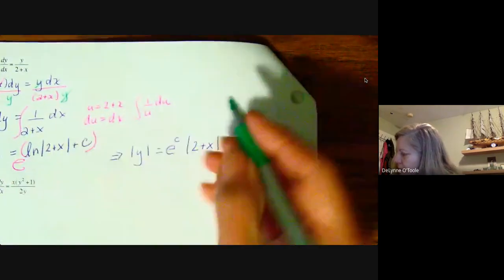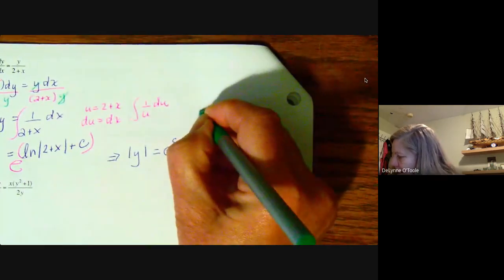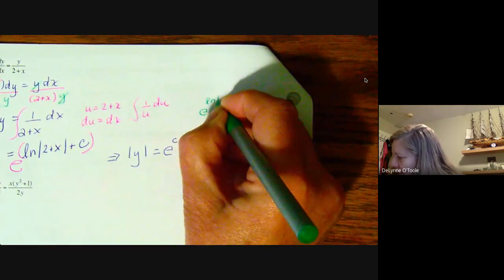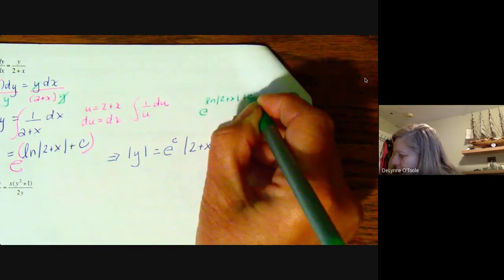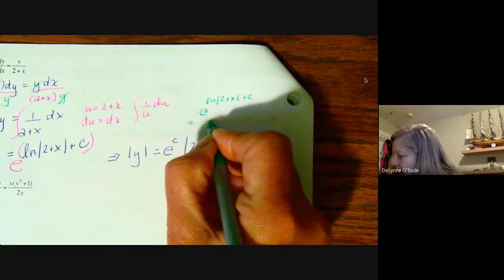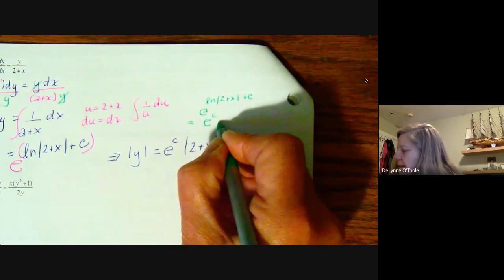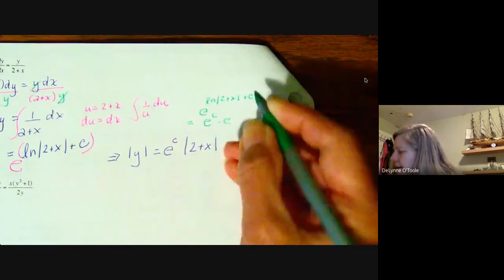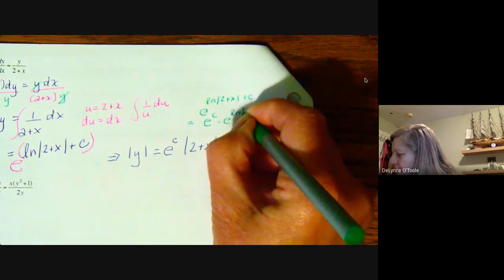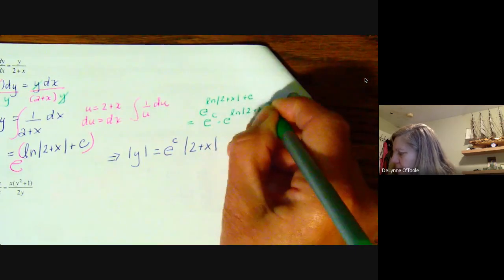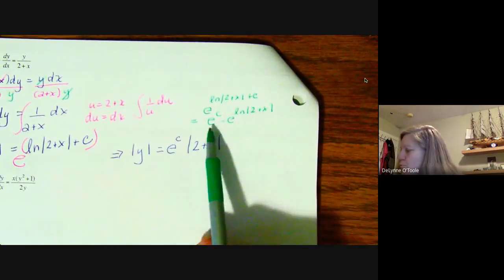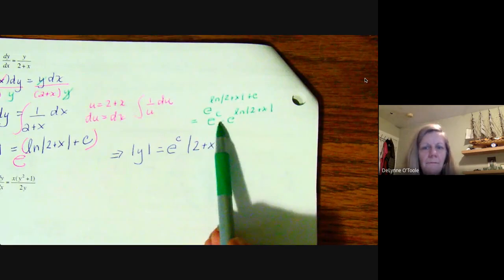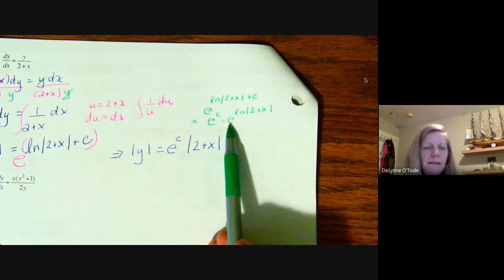So this right here, I'm starting with e to the natural log of the absolute value of 2 plus x plus c. That's the same thing as e to the c times e to the natural log of the absolute value of 2 plus x. That's using the laws of exponents. When you multiply with the same base, what do you do with the exponents? You add them.